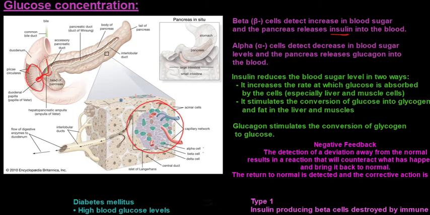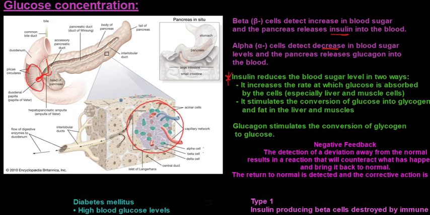Now the alpha cells will detect when there's a decrease in the blood sugar levels, and then the alpha cells will secrete glucagon into the blood, and that will cause the glycogen to be converted back to glucose so that the blood sugar levels can rise. So insulin reduces the blood sugar level in two ways. You need to know this.